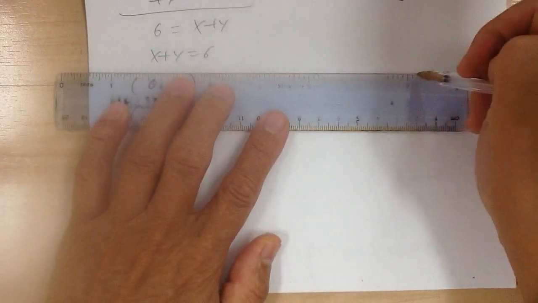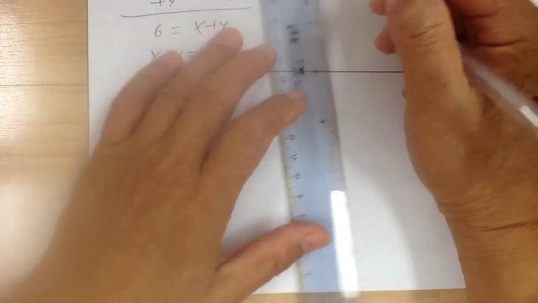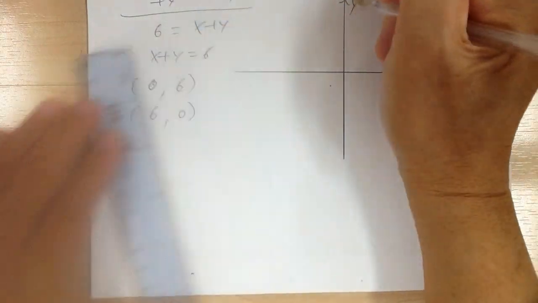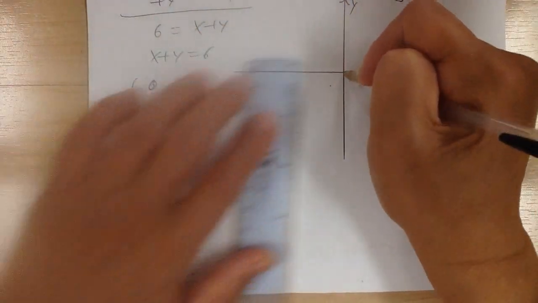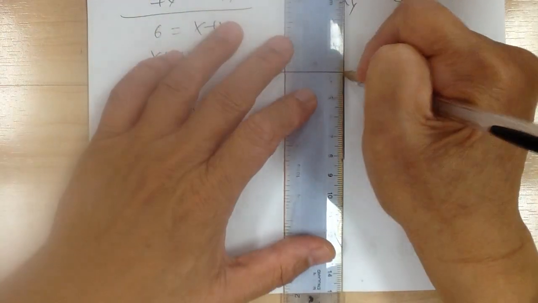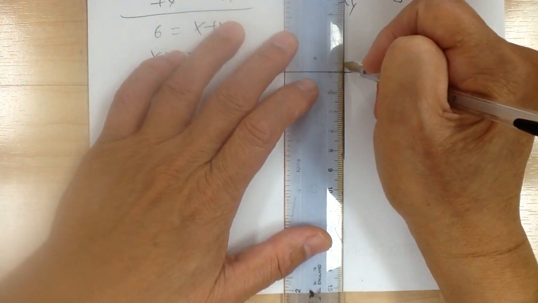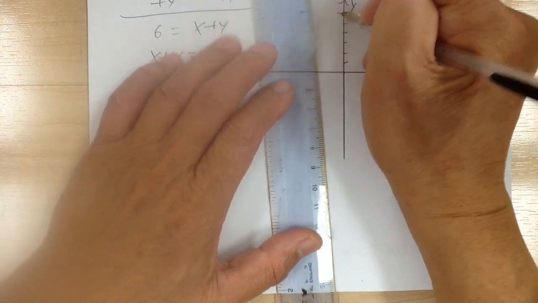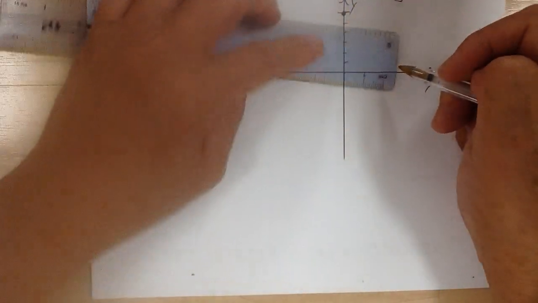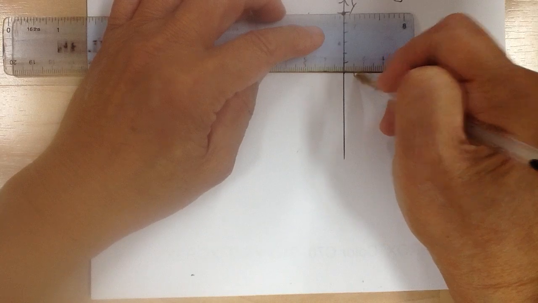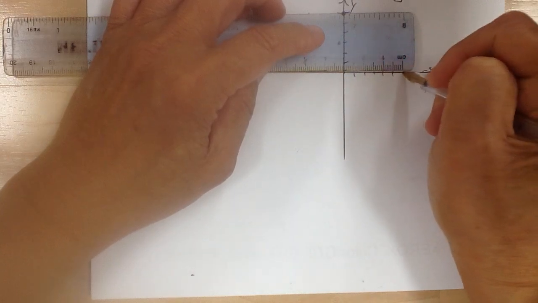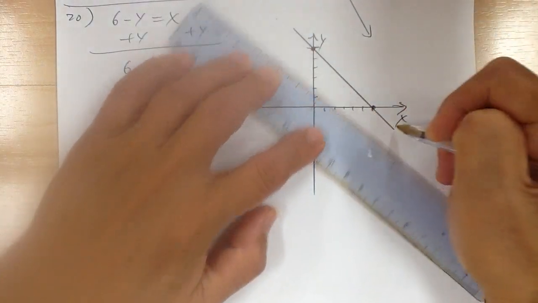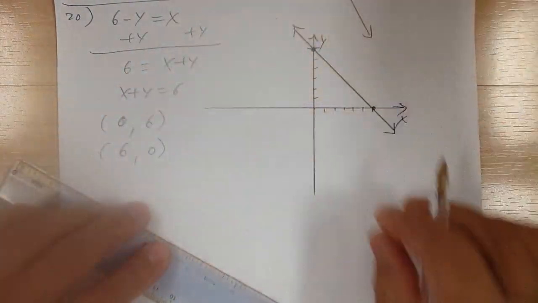Okay, so again, now when you're doing your graphing, so 0, 6. Okay, so that's your 0, 6, and then you got 6, 0. And you connect the two dots. Okay, and that's it for that graph.